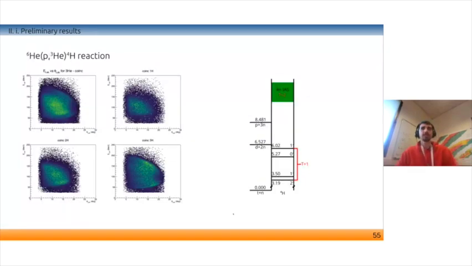About the helium-6 and helium-3 reaction, here I present you the same kinematic plot, at least in coincidence with helium-3, and here in coincidence with proton, deuteron, and triton. I can show you also the kinematic lines that we expect for hydrogen 4. So in black is the lowest ground state resonance, and in red is the highest ground state resonance. And basically in purple, we have the expected isobaric analog state resonance.